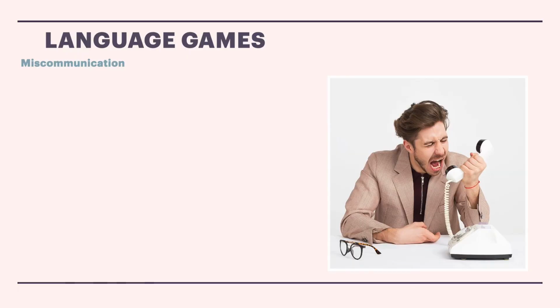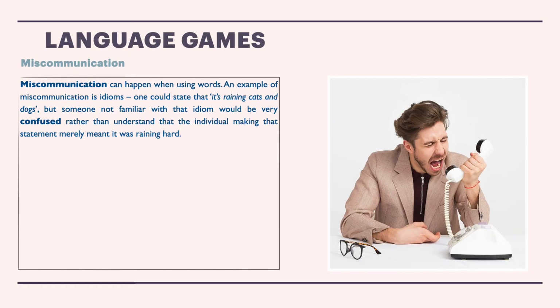Language games. To start thinking about this, we need to consider how easy it is to miscommunicate with language. Miscommunication happens when using words. We can take many examples of miscommunication. One is idioms. You could state to somebody that it's raining cats and dogs.